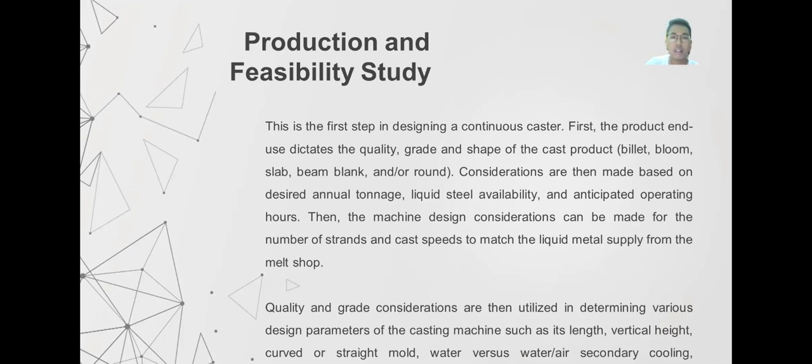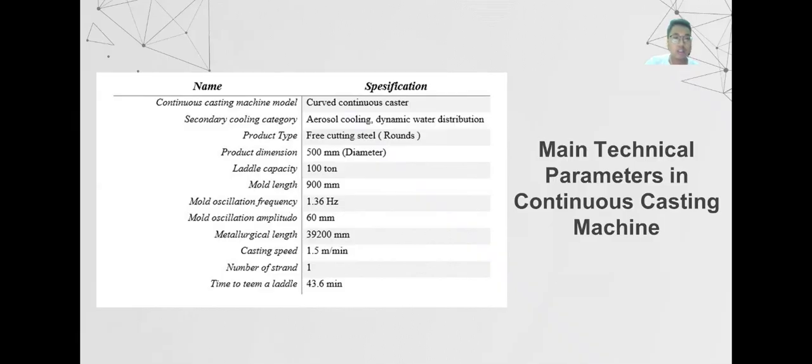And then quality and grade considerations are utilized in determining various design parameters of the casting machine, such as its length, vertical height, curved or straight mold, water versus water-air secondary cooling, electromagnetic stirring, and others. This is the main technical parameters of the continuous casting machine.